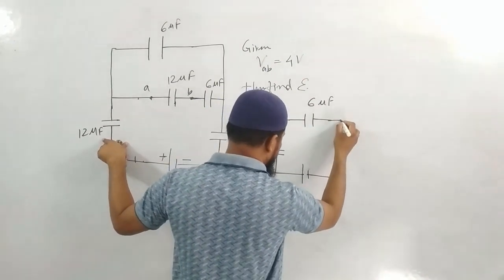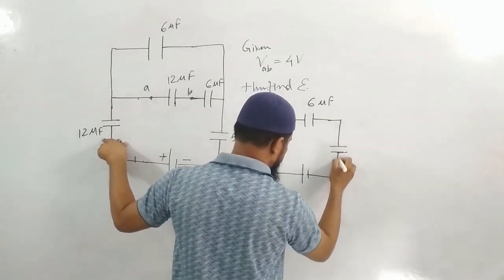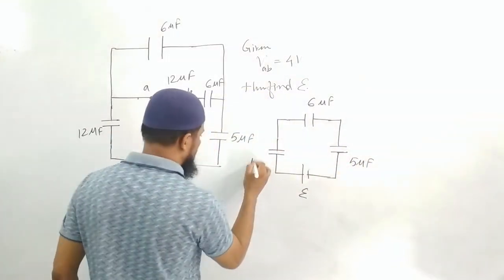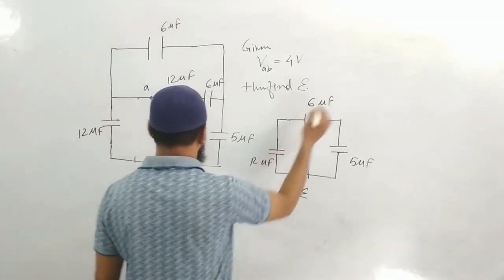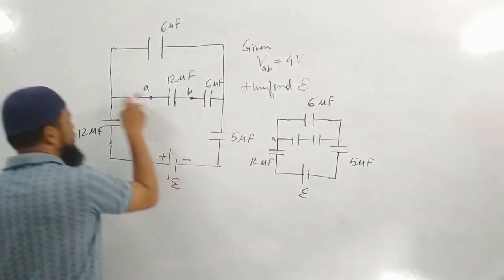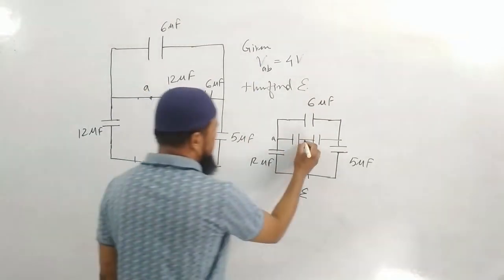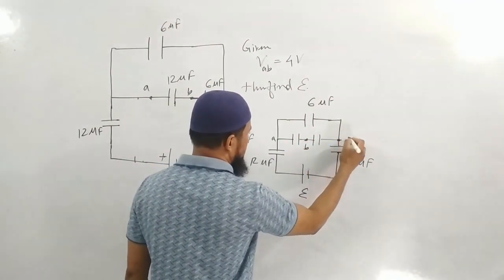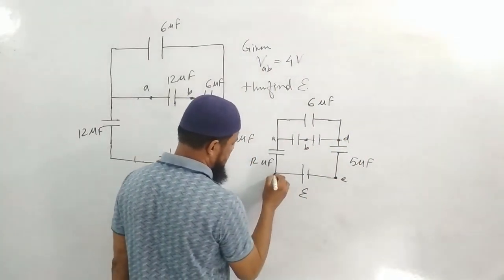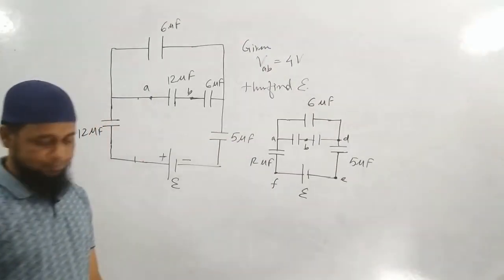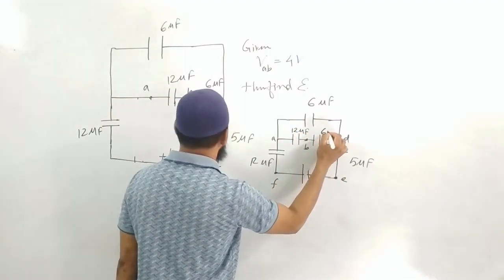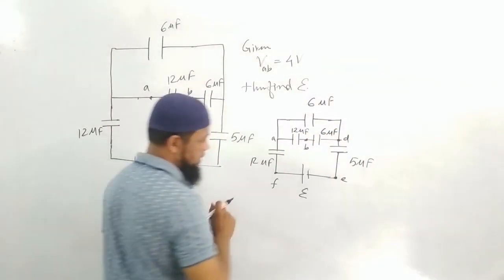EMF. 5 microfarad. 12 microfarad. That side is 6. In between 2 capacitors, because this point is same, I can call it as A. This point is B. Let me call this point D. This point is E. This point is F. See now, 12 microfarad, 6 microfarad.